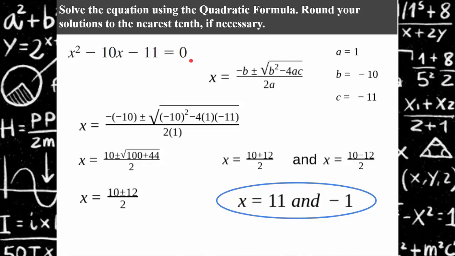Noting that now that I know what my roots are, I could have solved this by factoring. So the quadratic formula will help you discover the roots to any quadratic equation.